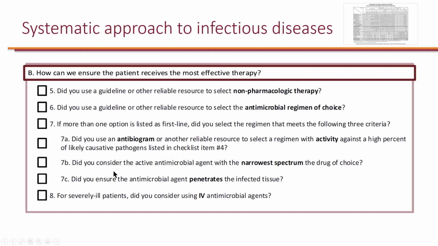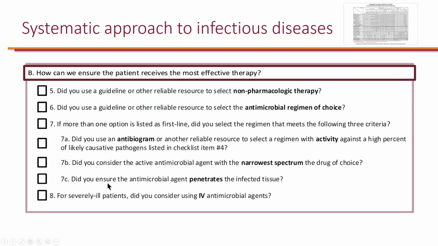Now, the next thing to consider is, did we use the active agent with the narrowest spectrum, which is kind of what I was alluding to when comparing meropenem to piperacillin tazobactam. So the narrower the spectrum of activity, the less likely that an antibiotic will cause collateral damage. So that's an important consideration.